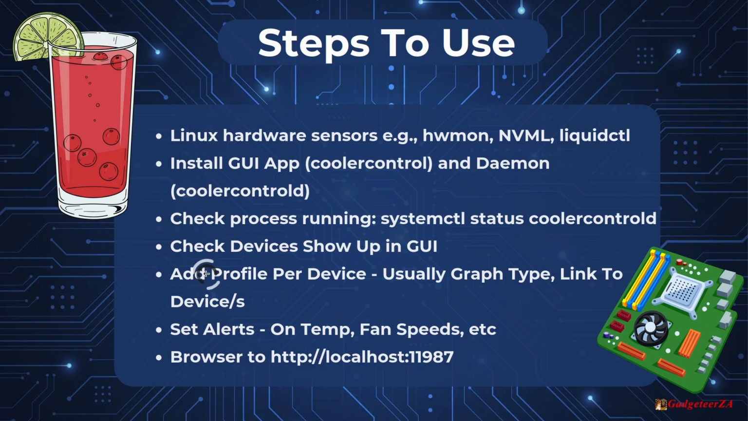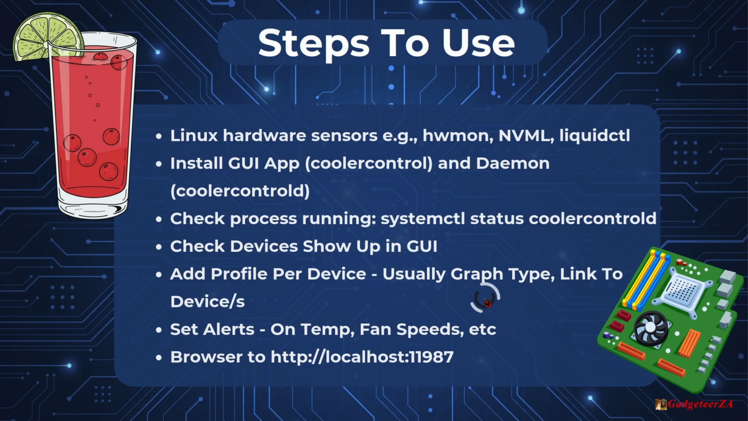And then essentially all you're really doing is you're adding a profile per device. So you'd add a new profile, for example, for the case fans, or for the CPU fan, or for the GPU fan, or for the cooling system, or whatever the case is. And as I said here, usually it'll be the graph type, and I'll show that to you in a minute. And then for that profile, you will link it to the device or devices that are going to be monitored. So the CPU fan may be linked to the CPU temperature. The GPU fan may be linked to the GPU sensor.